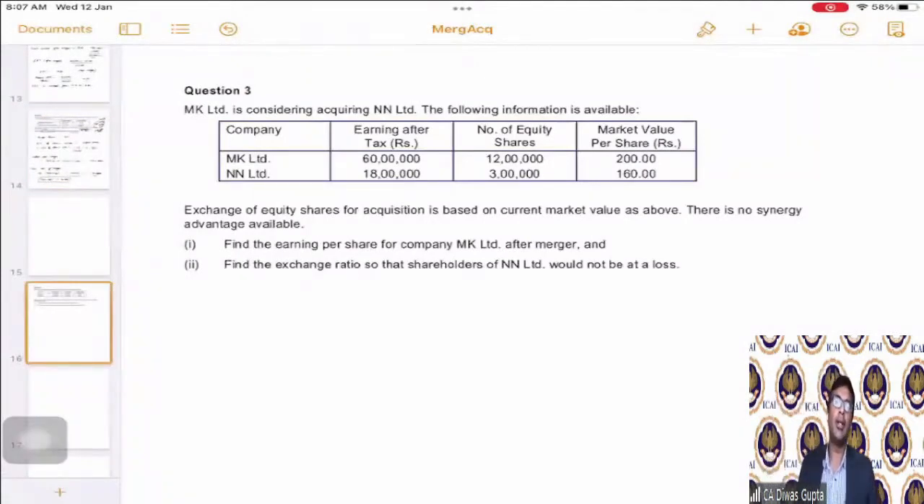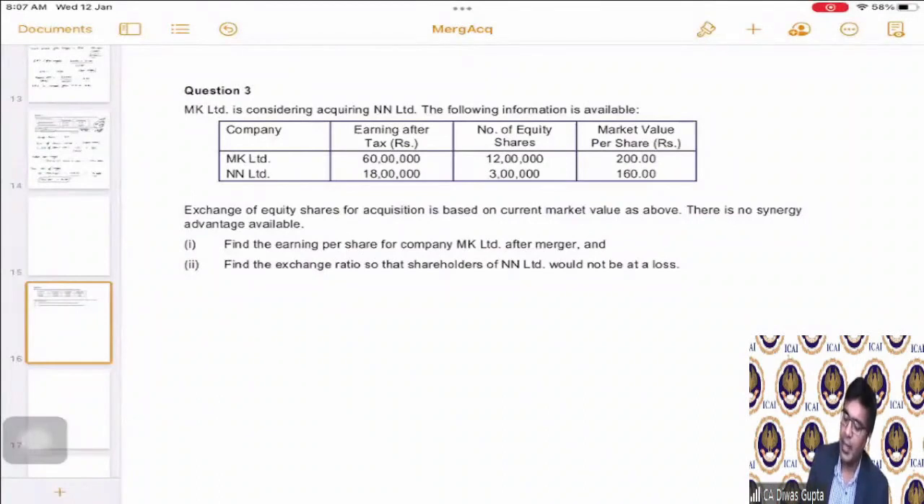Let us go to the third question now. The third question is saying MK Limited is considering acquiring NN Limited. Here they're asking about the acquisition only. You can say acquisition and mergers are used interchangeably. The following information is available.